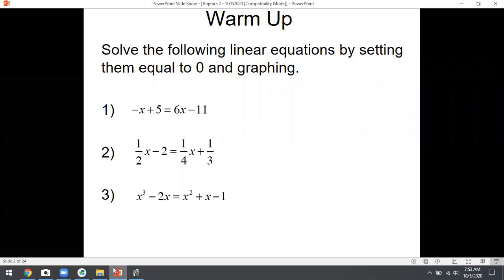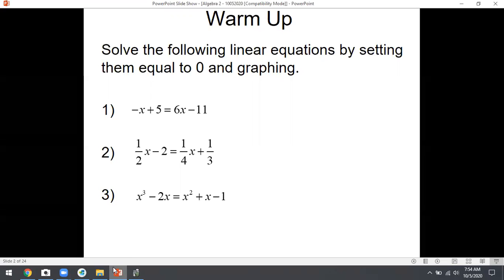So number 2 today, we got 1/2 x minus 2 is 1/4 x plus 1/3. So I put fractions in this one just to jack with you. Nonetheless, let's get all the x's on one side and all the numbers on the other side. I feel like putting my x's on the left today, so I'm going to move this 1/4 x over. So you subtract 1/4 x from both sides. And if I'm putting my variables on the left, I need to put all my numbers on the right. So while I'm at it, why don't we move this 2 over? We'll add 2 to both sides. And let's see what happens after all this.